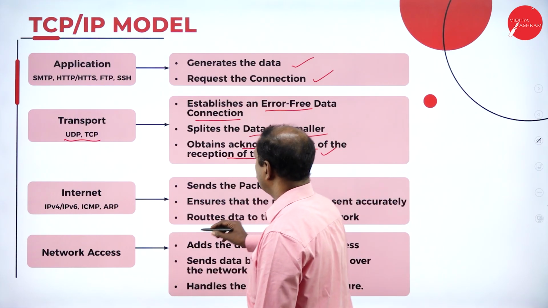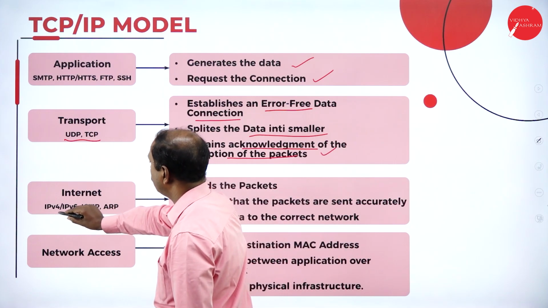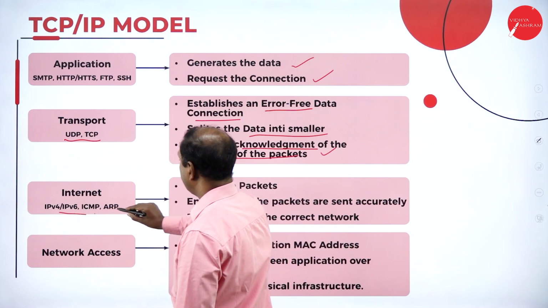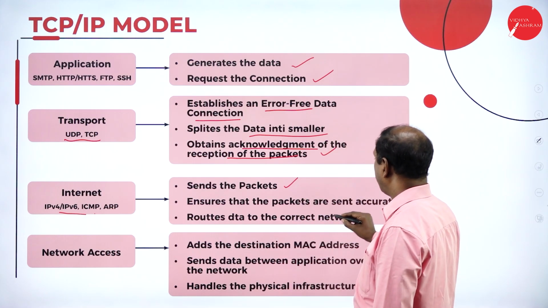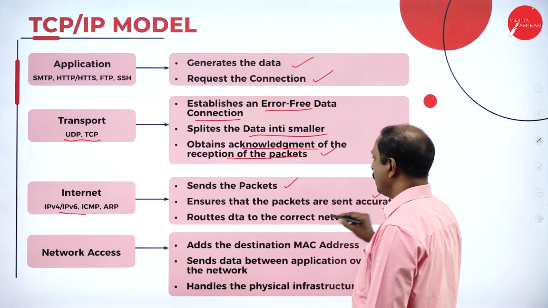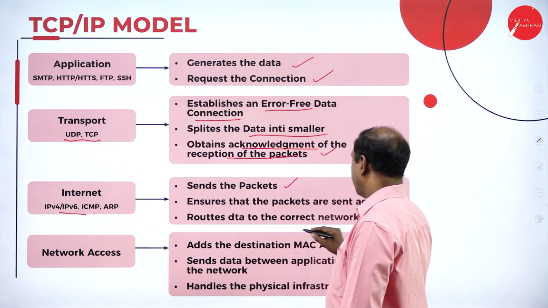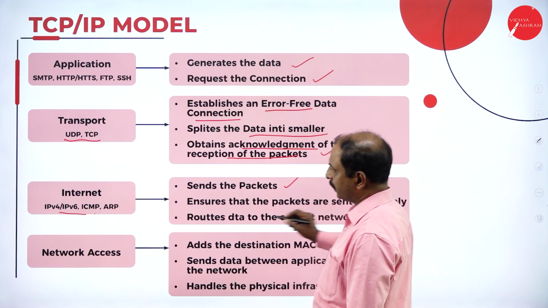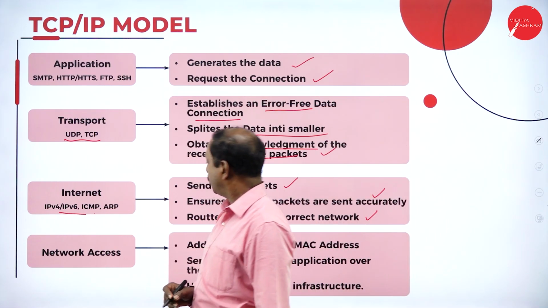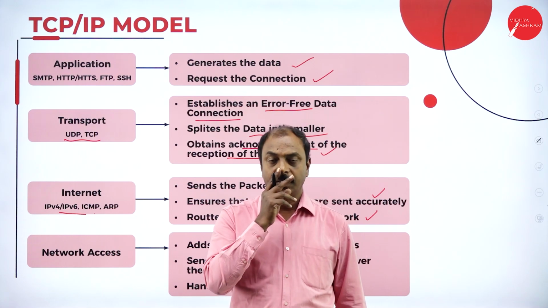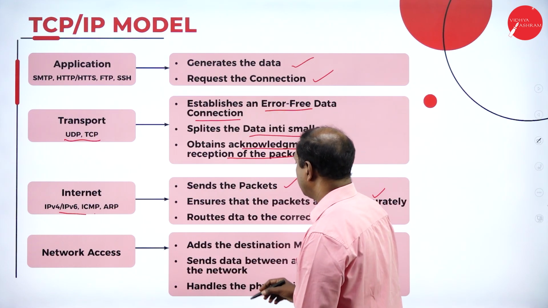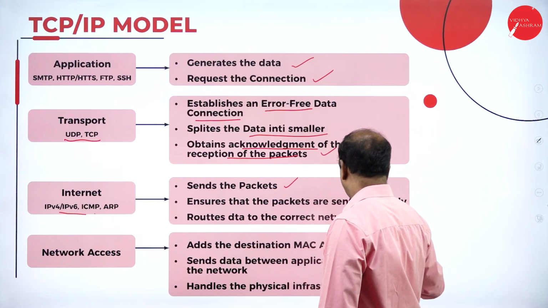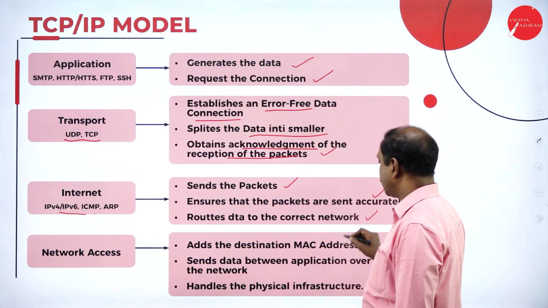Internet layer: these are the different protocols, ICMP and ARP. It sends the packet, ensures that the packets are sent accurately, and routes the data to the correct network. So the internet layer routes the data in a definite path. Next one is network access, which adds the destination MAC address, and this is the physical address.